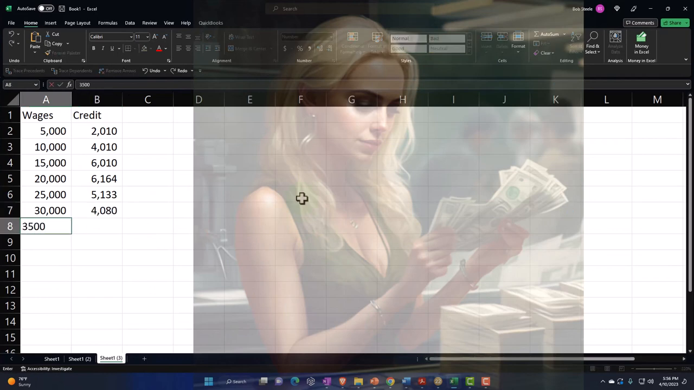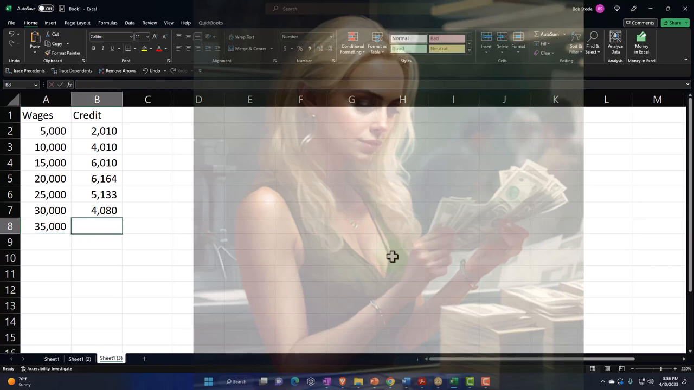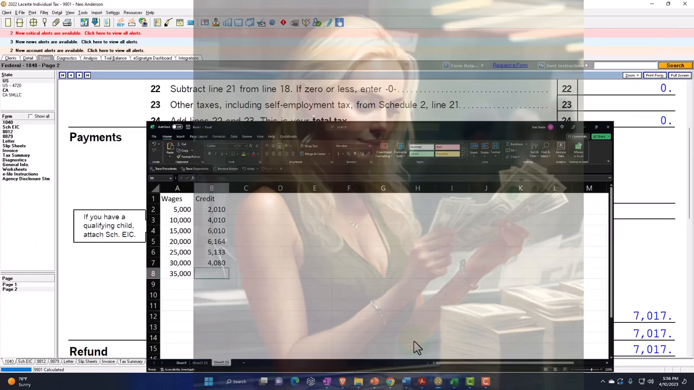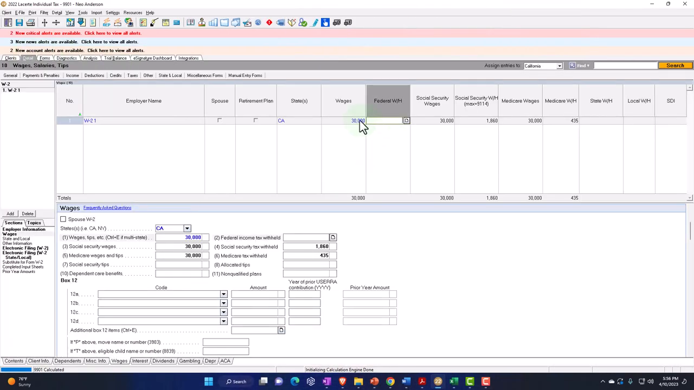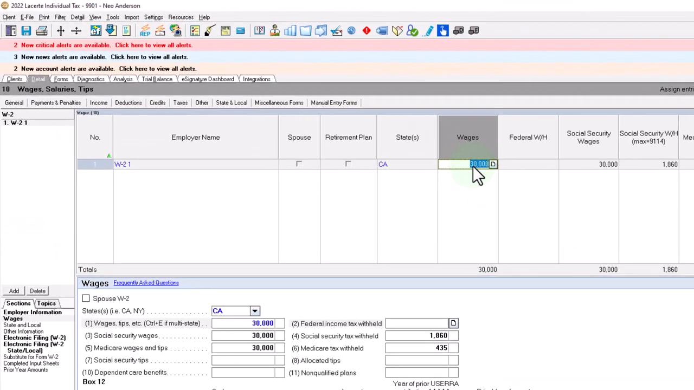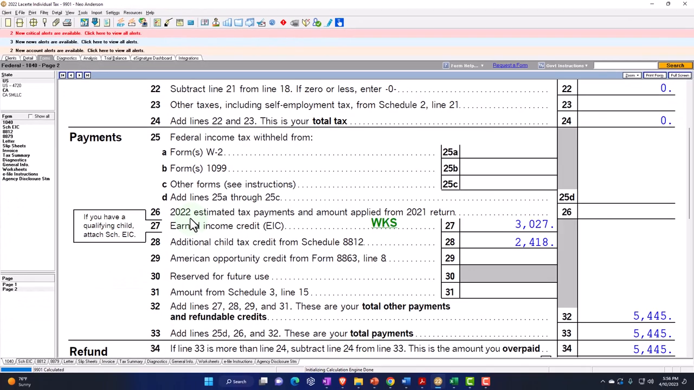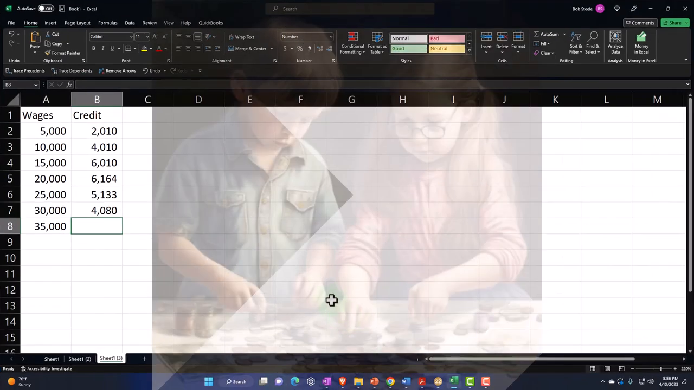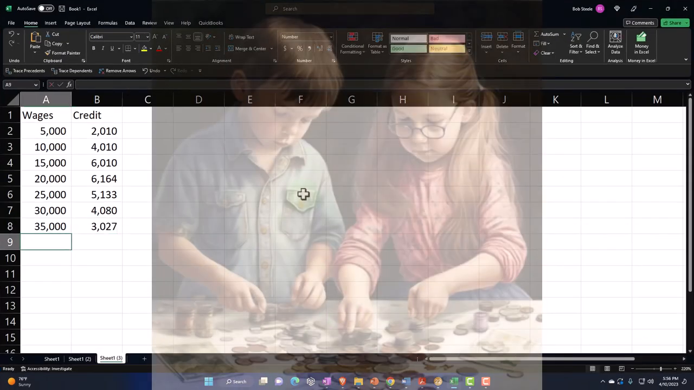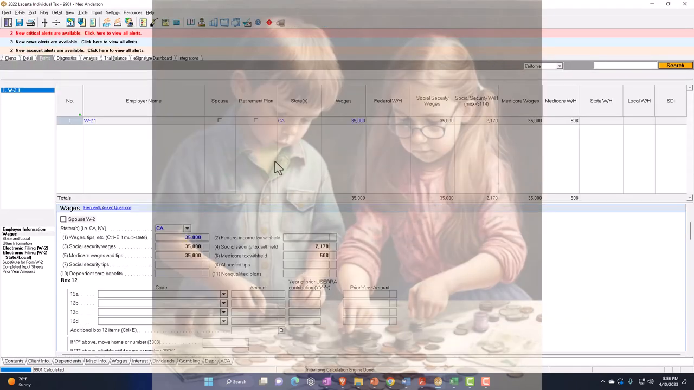$35,000 is way up there. That's not going to qualify for the credit. They're rich. At $35,000 we're going to get the 30727. And at $40,000, it's going to go up to 49,000. So we're almost there.